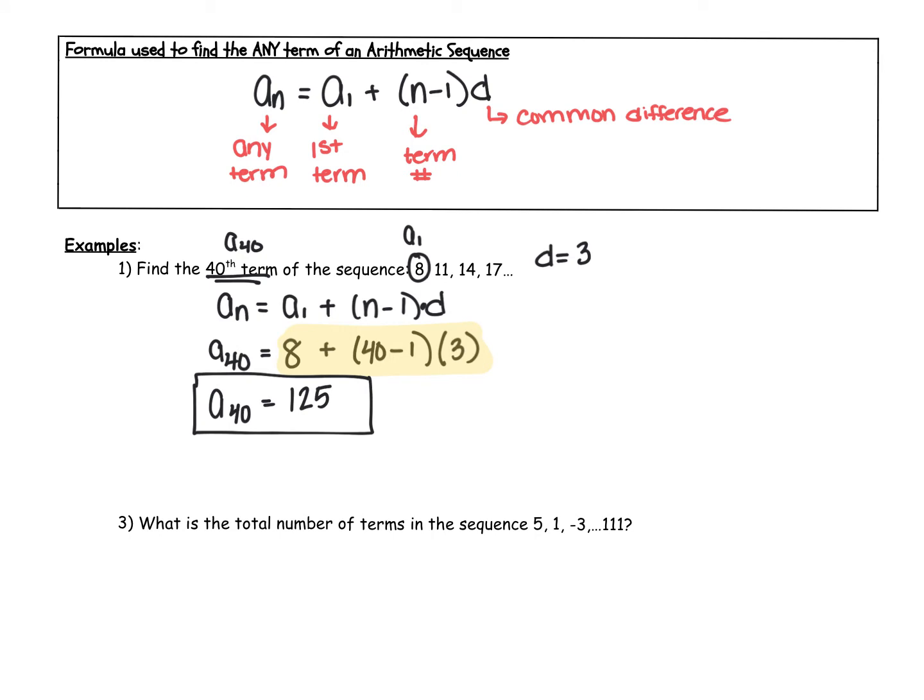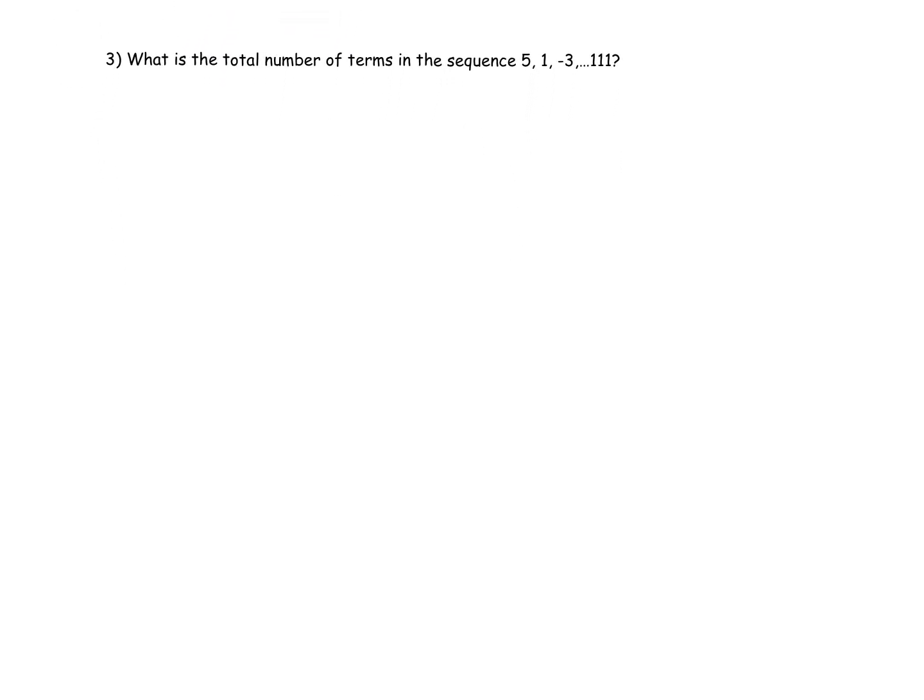All right, so let's take a look at example number 2. We should call that 2, not 3. There is a typo here. This should say 113 at the end there. So it wants to ask for the total number of terms in the sequence. And remember, the term value is n, right? The number of terms that we have. So we're going to solve for that.